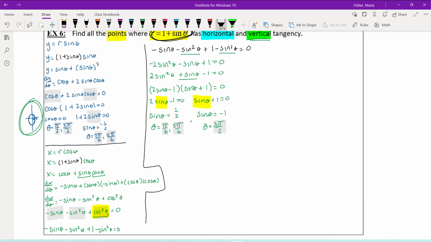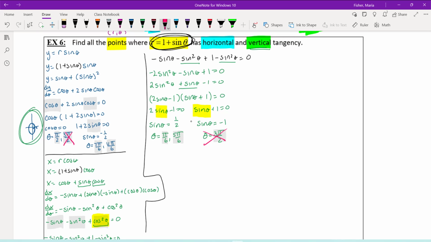So the first thing I need to do is determine if I have any repeated thetas. Do I have anything that's alike between the blue, which is my horizontal tangency, and the green, which is my vertical tangency? The answer to that is yes, the angle of 3 pi over 2. So I have to eliminate that value of theta. It's not going to be a place where I have either vertical or horizontal tangency. Now that I've eliminated, I can finally finish this problem off.